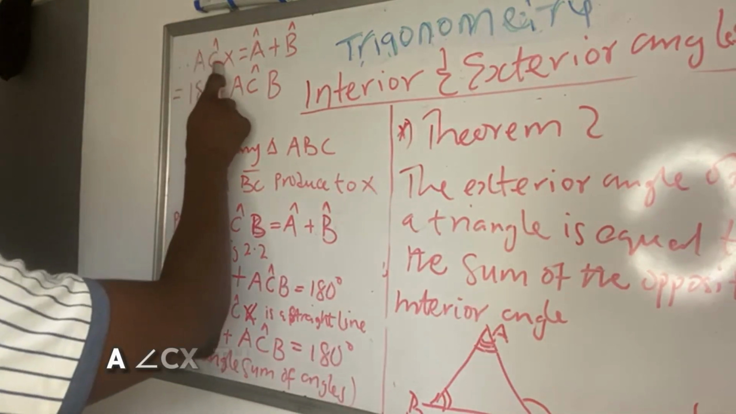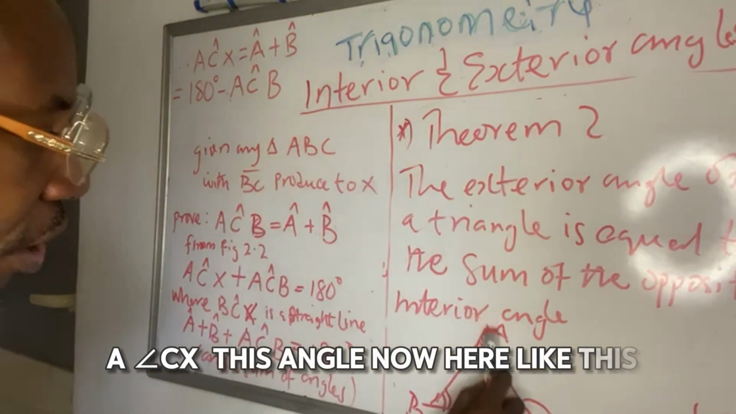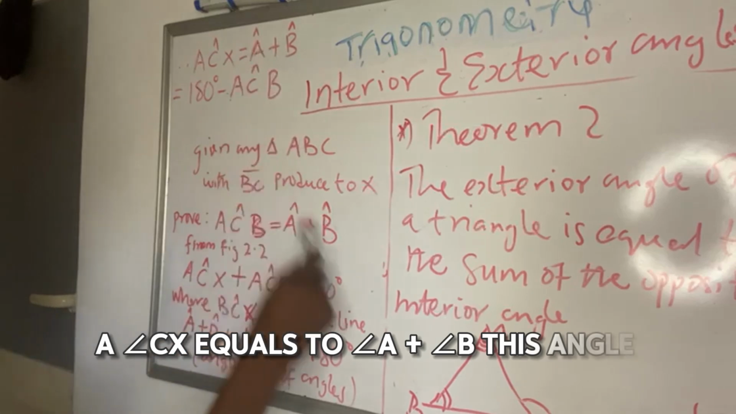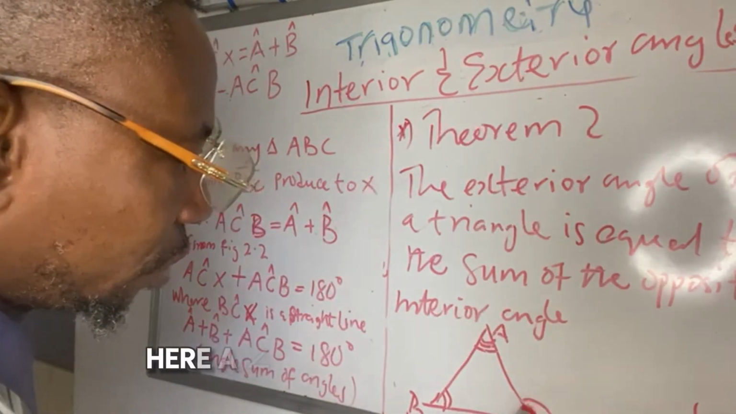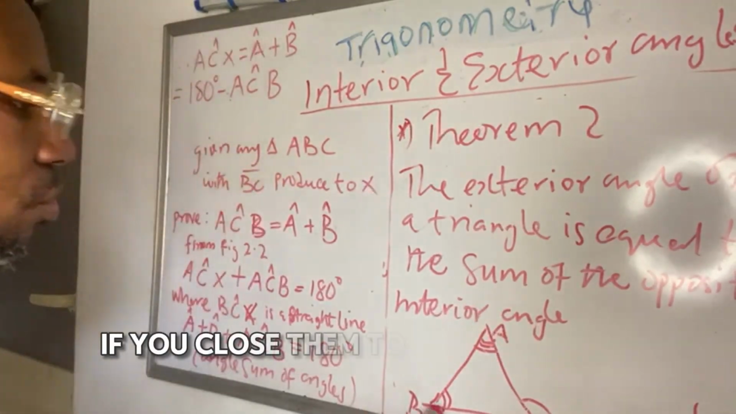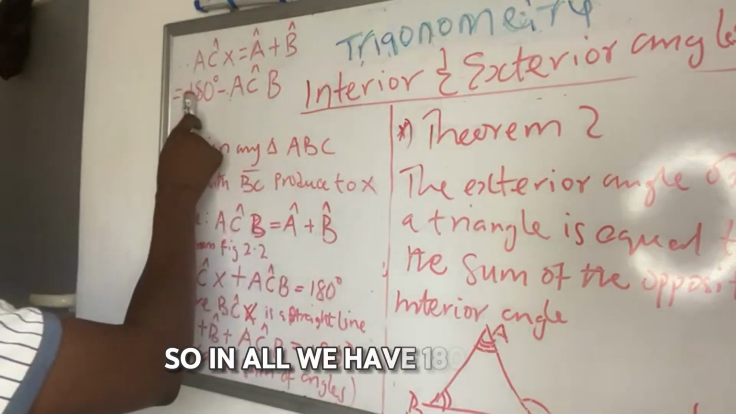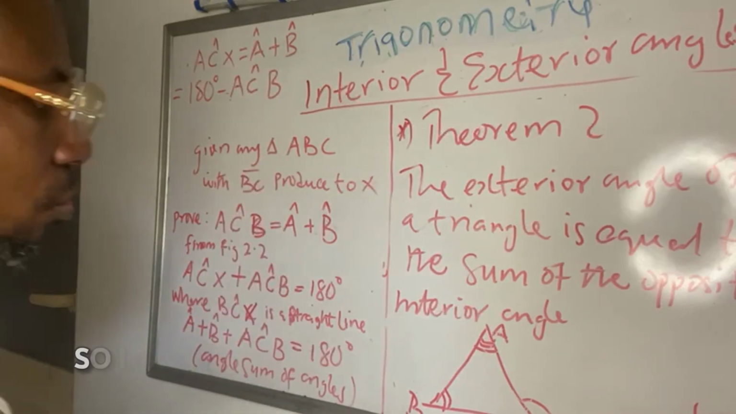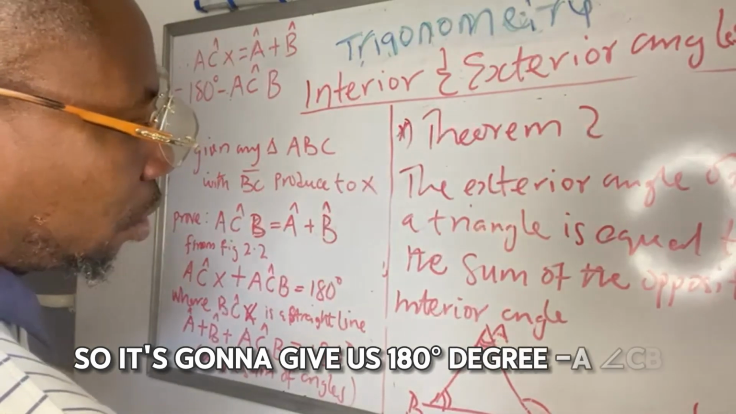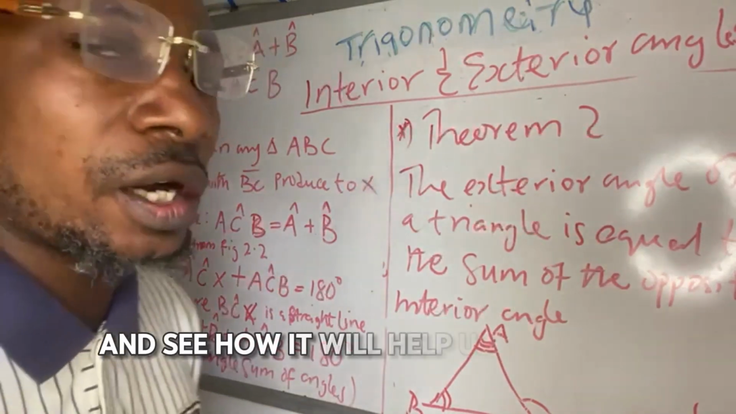Therefore, angle ACX is equal to angle A plus angle B. This angle here, angle ACX is equal to angle A plus angle B. If you plug them together, you get 180 degrees minus angle ACB. So when we start solving problems, we apply this theory and see how it will help us to solve the problem very well.